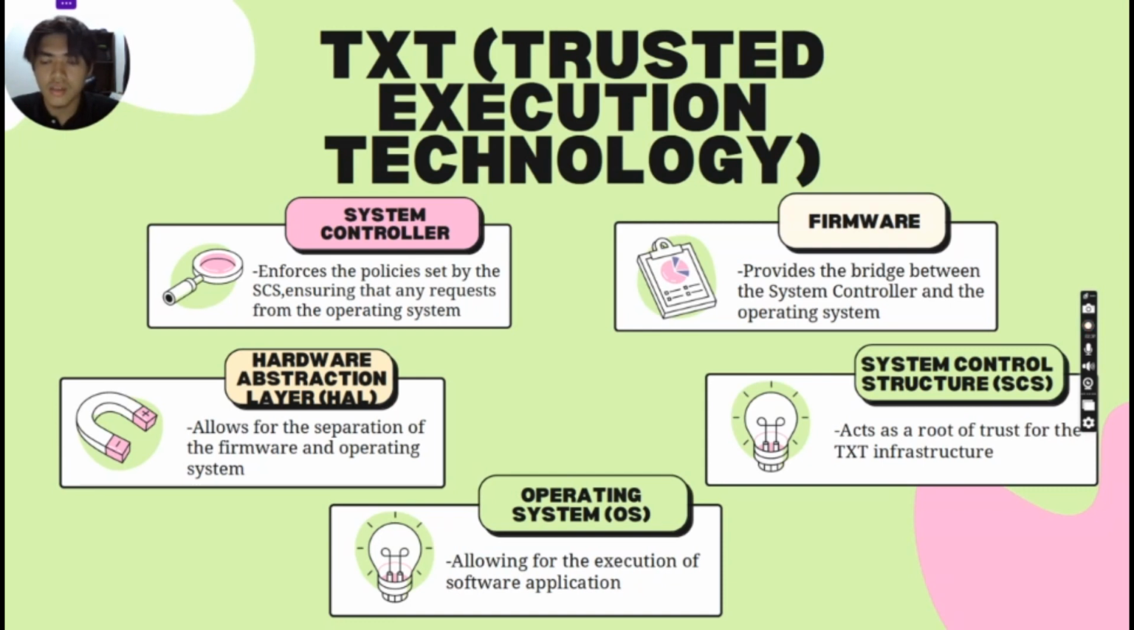The operating system is the top level of the TXT infrastructure. It is the interface between the user and the rest of the system, allowing for the execution of software applications. These components make up the TXT infrastructure, providing a secure and trusted environment for running software programs. TXT technology is integrated into the Intel Core i5 13600K CPU to provide a secure and trusted platform for running software applications.